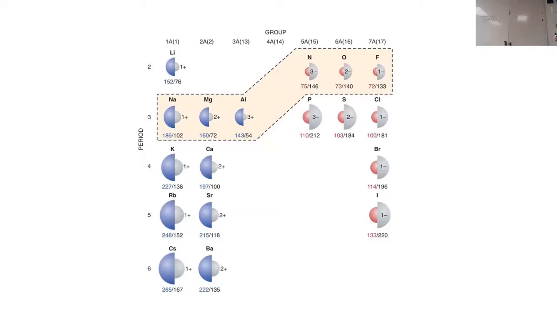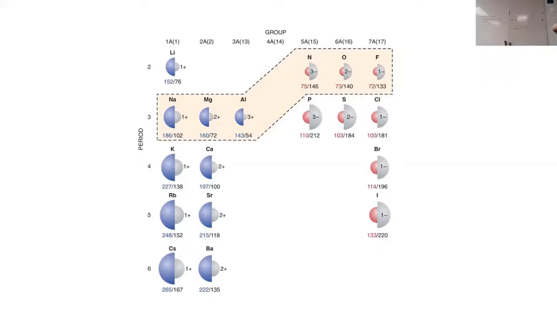Let's see, sodium goes from 186 to 102, or it's a little larger than half. And then if we look at cesium, we've got 265 to 167. So cesium's the last non-radioactive.